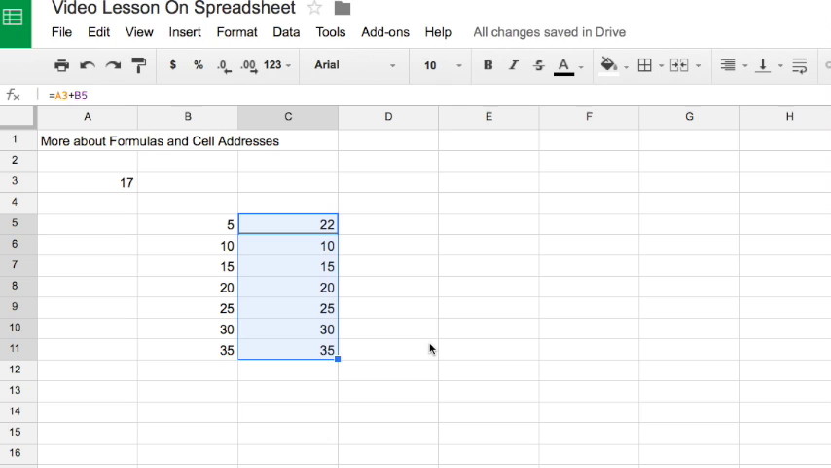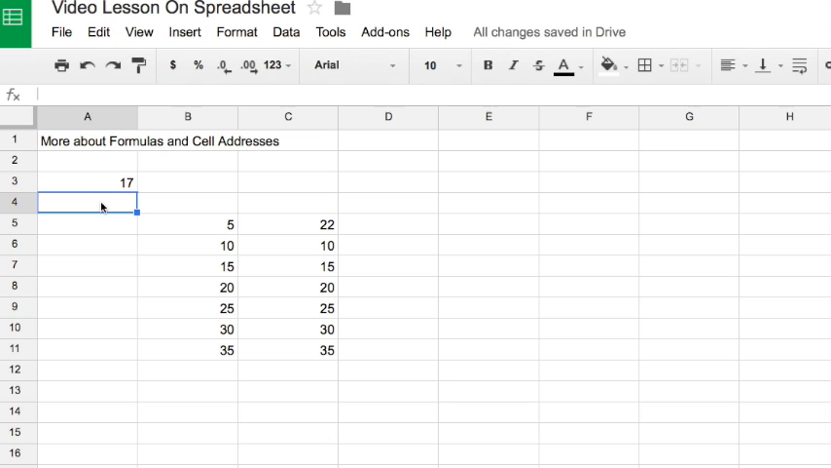And what happens is not exactly what you want to happen. See, I'm trying to add 17 to each one of these numbers, but it only added it to the first one, and when it got to the second one, it didn't add anything to it. So let's see what happened.